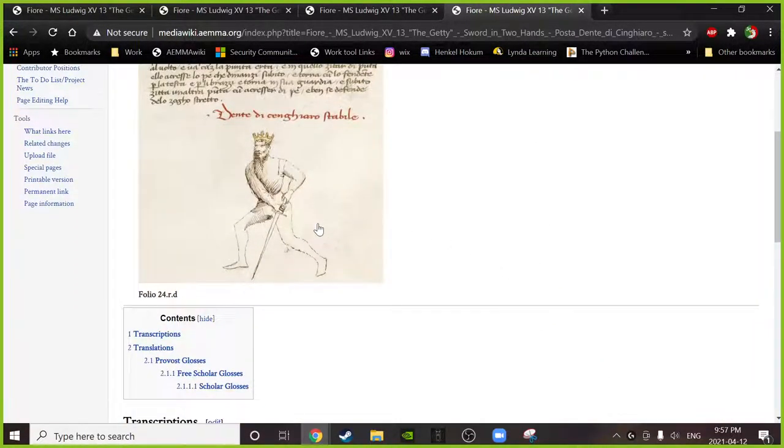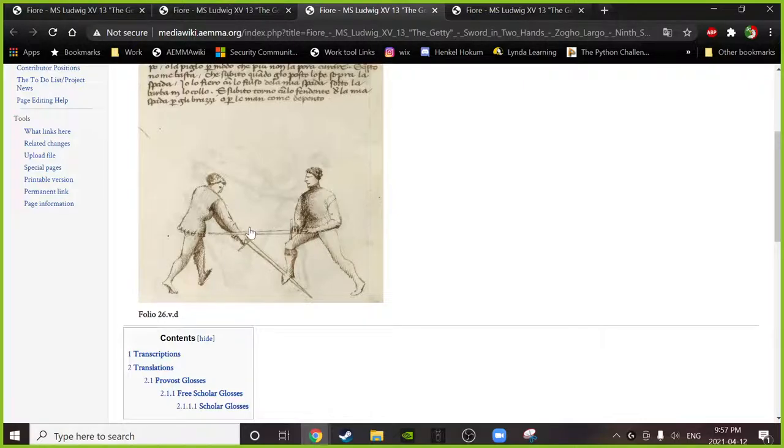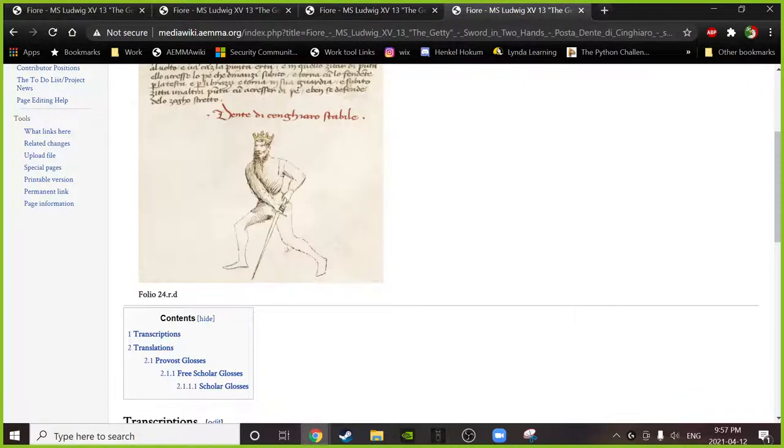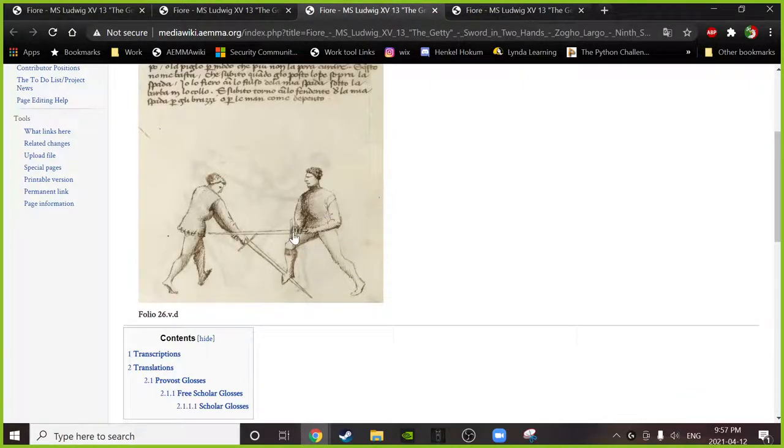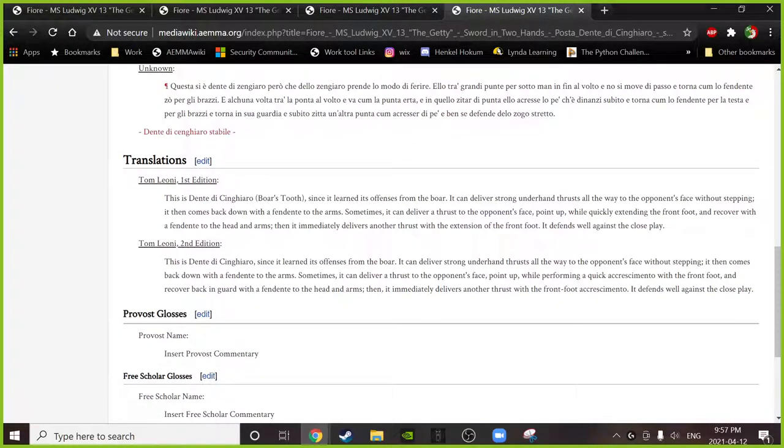And I'm targeting this one specifically because it's beginning with a false edge cut, right? In this play here, it looks like this cut's going to begin false edge, from something of a Boar's Tooth position circumstantially. So just to read the text again, Alex, this is Boar's Tooth. Since it has learned from its defenses from the boar, it can deliver strong underhand thrusts all the way to the opponent's face without stepping. It then comes back down with a fendente to the arms after thrusting.